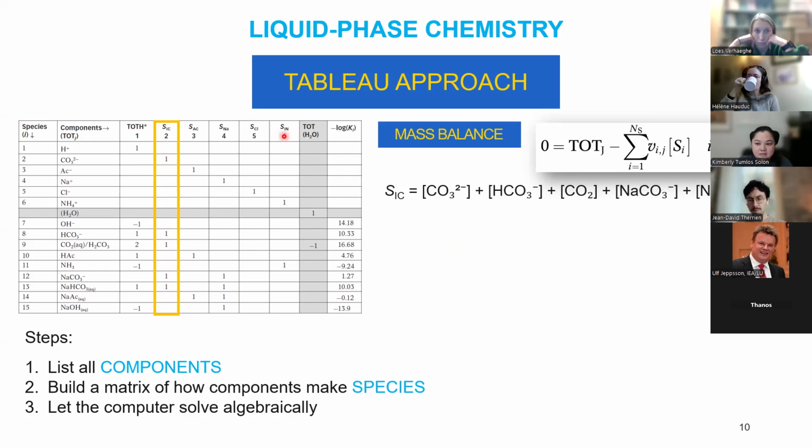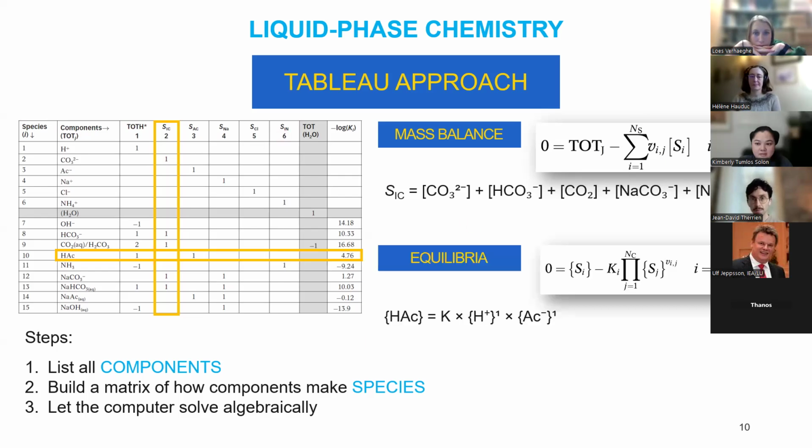But this is just a very small example, you can also have lots more components, and therefore also more species. And then for the species, we can make one equilibrium equation for each of the rows, so for each of the species. We just have to read across the row, and we use the numbers that are here, the coefficients, as exponents. So for example, the row for acetic acid has H plus times acetate ion times the equilibrium constant.